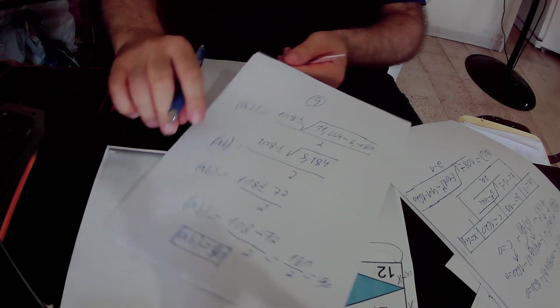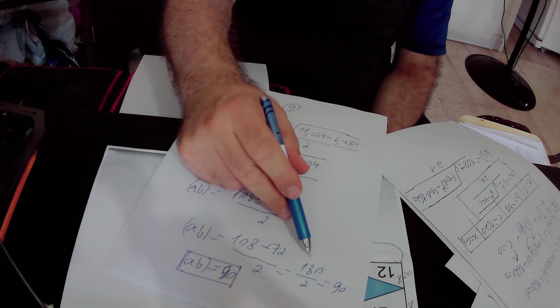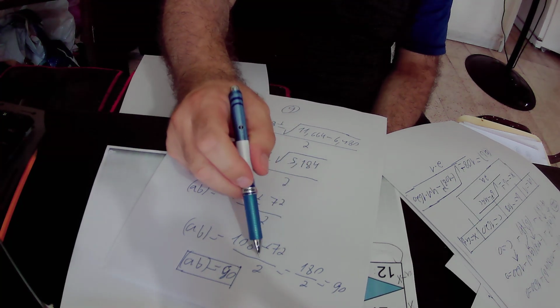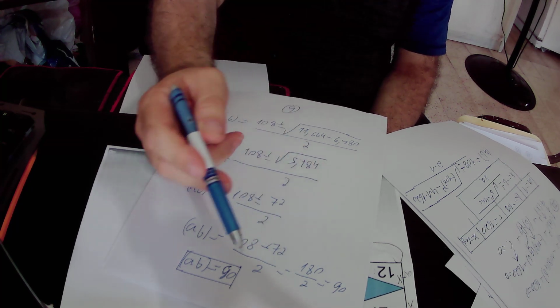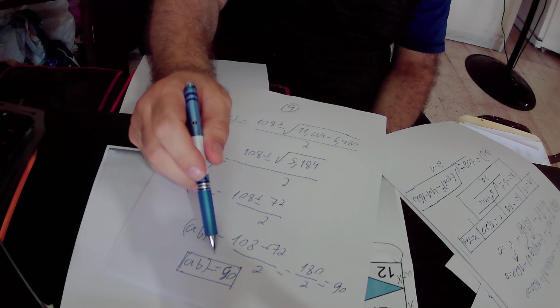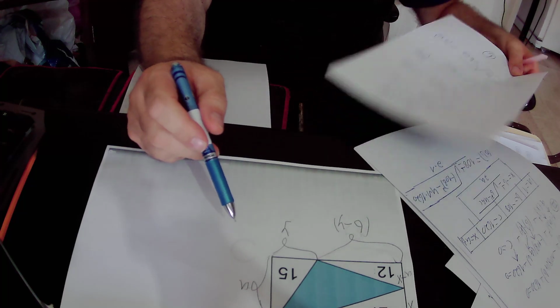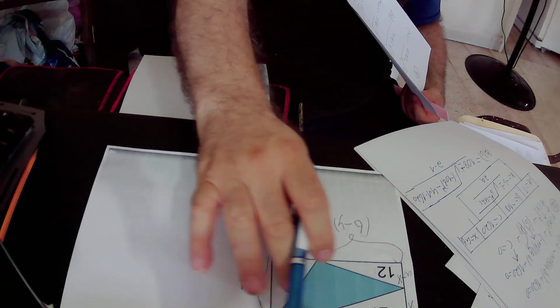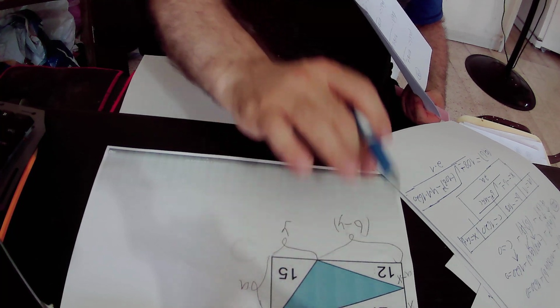We'll repeat again. 108 plus 72 is 180, and when we divide it by 2 we got 90. So the first answer for AB is 90 units. So the area of this rectangle is 90 units.